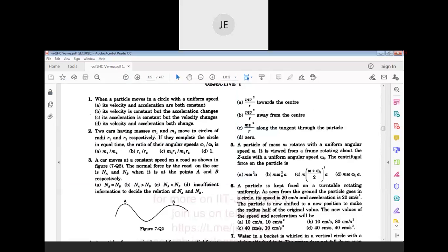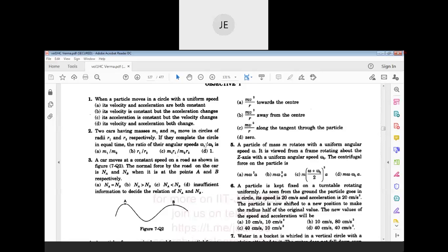The next, fifth question: a particle of mass m rotates with a uniform angular speed omega. It is viewed from a frame rotating about the z-axis with a uniform angular speed omega naught. The centrifugal force on the particle is... They are just asking the expression of centrifugal force. You know the expression. It is a direct question, the direct formula of centrifugal force they are asking.